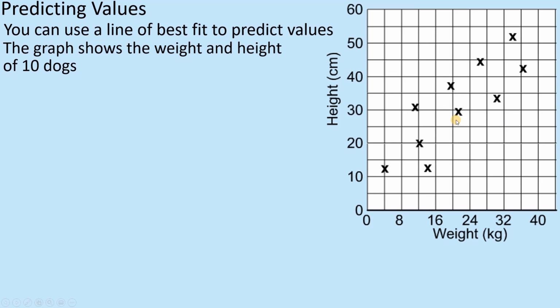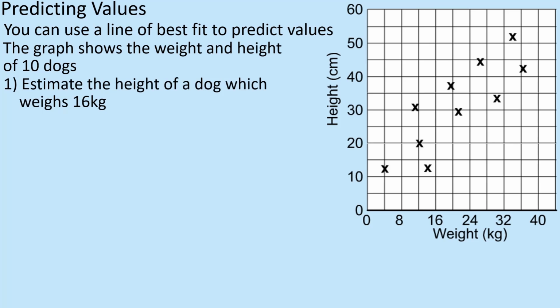So for example, they've obviously taken a dog, measured its height, measured its weight, and plotted it, and they've done that 10 times. And they've got a graph looking like this. All right, so first things first, we need to have a line of best fit in order to answer the question, which asks us to estimate a 16 kilogram dog. So 16 kilograms, where would it fit in here?